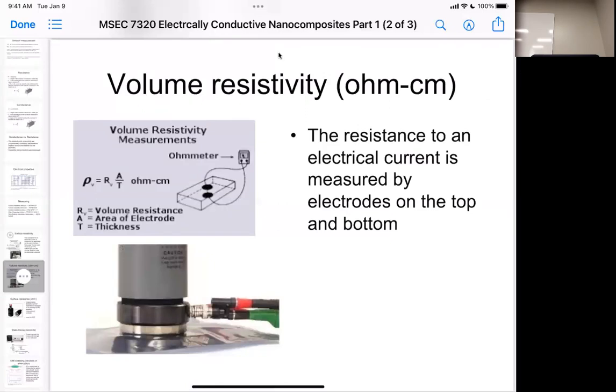Now, if you're looking for something like static dissipation, you might only want it at the surface. So you have to choose your test based on what your application is. But this is one of the ones that we'll see a lot here, because this tells you a lot about the bulk electrical properties of your system, not just the surface electrical.